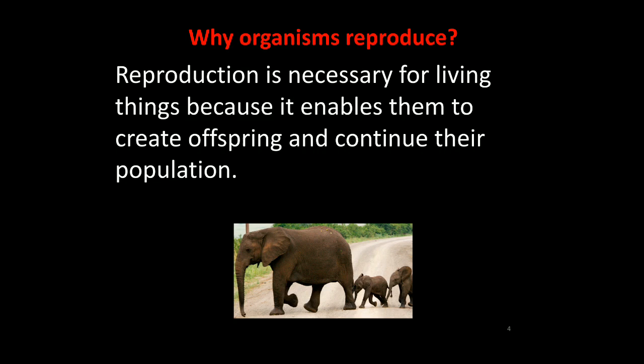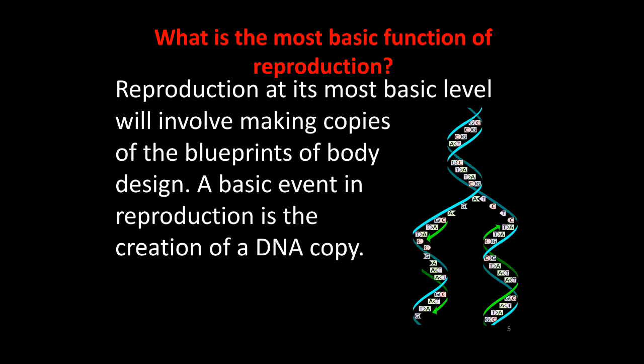We would not have evolved. Evolution would not happen. Because life has to continue, one bacteria became 2. The first cell became 2 cells, daughter cells. So then only life continues. That is what we call reproduction. So reproduction is necessary for living things because it enables them to create offspring and continue their population.